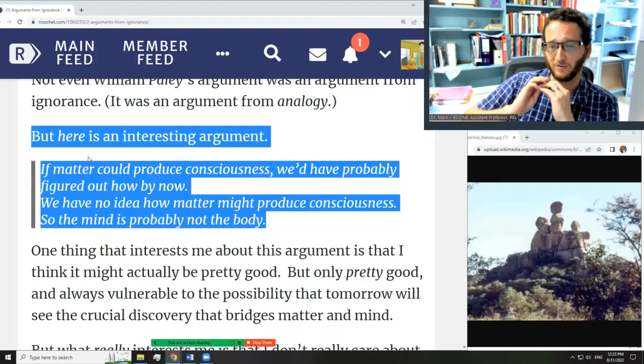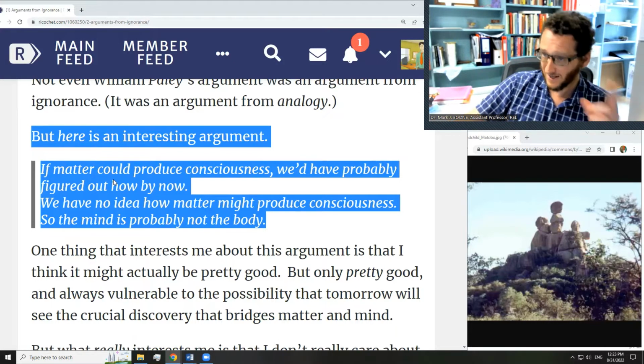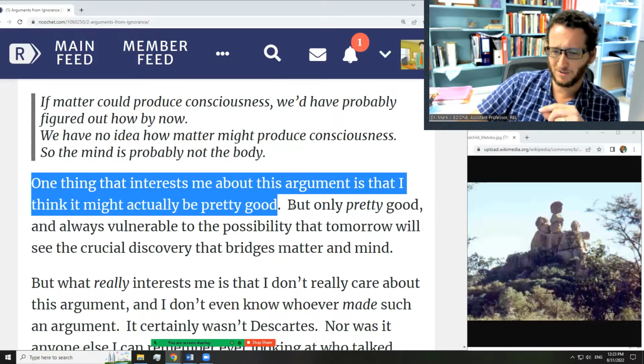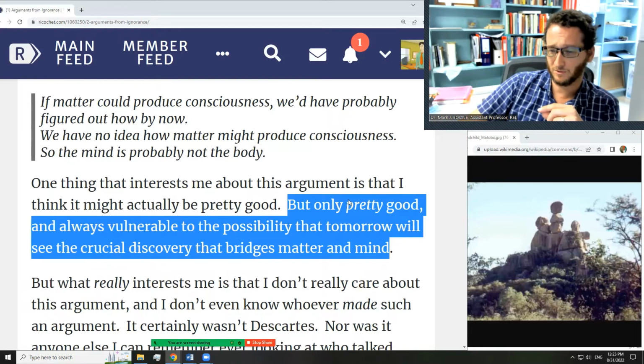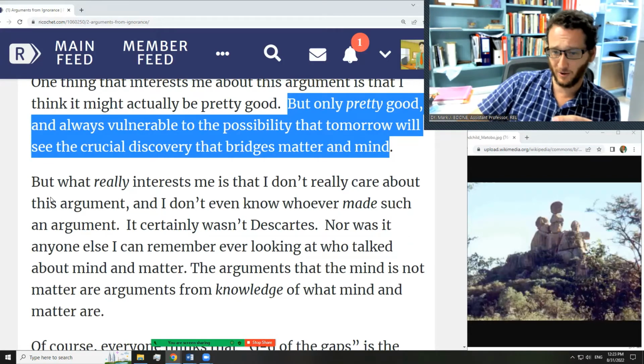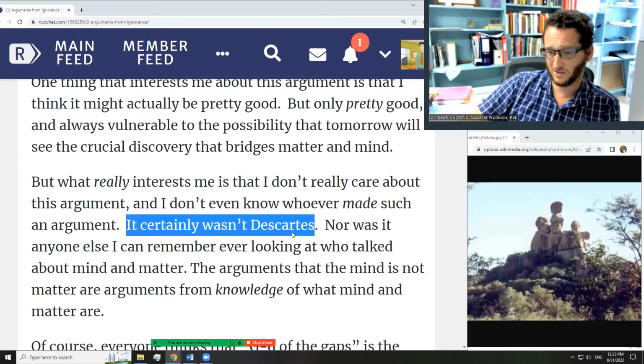Here's an interesting argument. If matter could produce consciousness, we'd probably have figured out how by now. We have no idea how matter could produce consciousness, so the mind is probably not the same thing as the body. Now, that's an interesting argument. It might actually be a pretty good argument, if vulnerable to the possibility that tomorrow some scientists will make the crucial discovery that bridges matter and mind. What really interests me, though, is that I don't know whoever even made this argument.